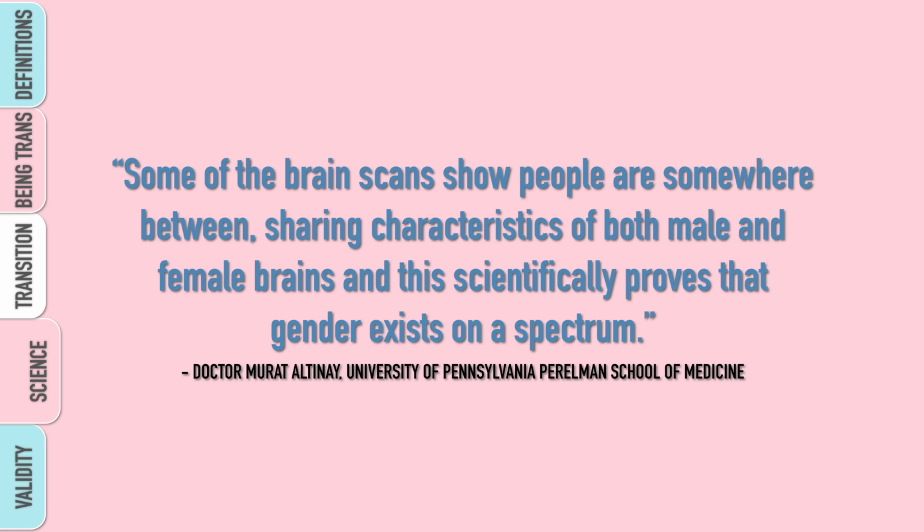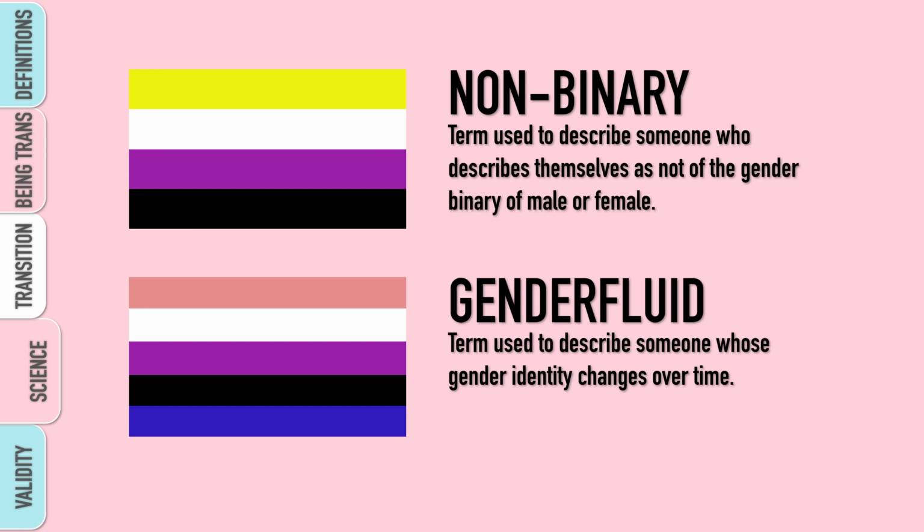Other doctors and endocrinologists around the world who have reviewed the data from both studies say the brain scans show some people are somewhere in between both male and female, sharing characteristics of both. We've defined this space on the gender spectrum as non-binary or gender fluid, but with this data, it proves their gender identities are just as valid as well.